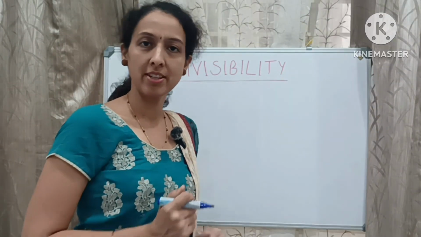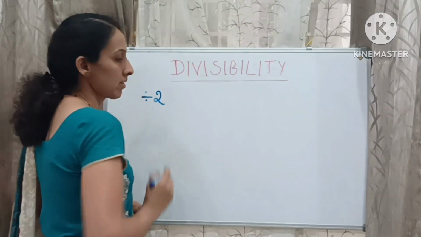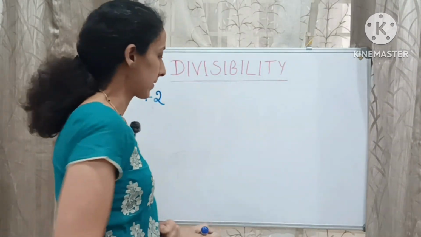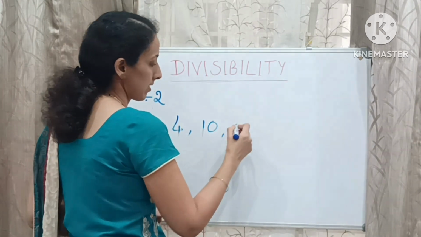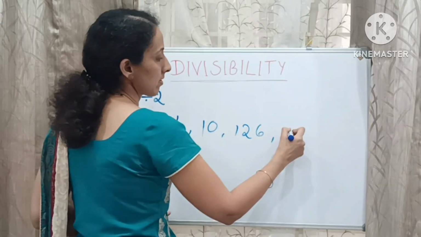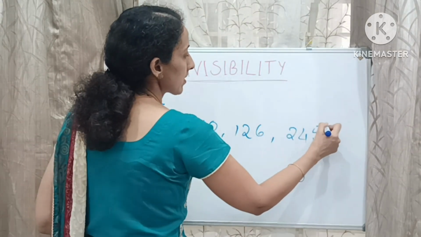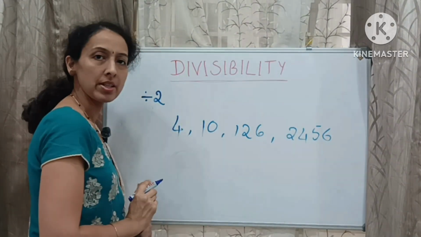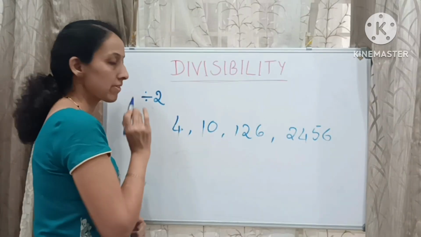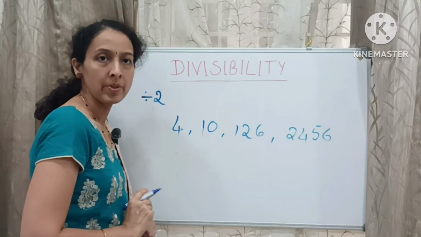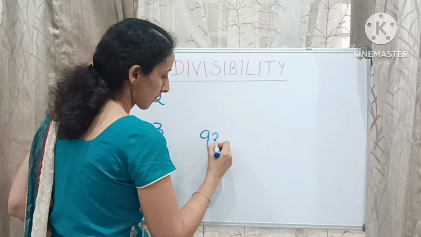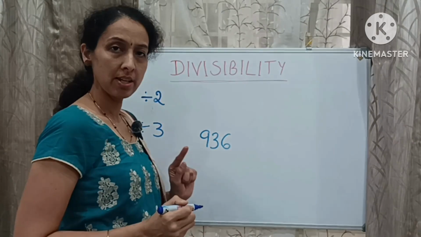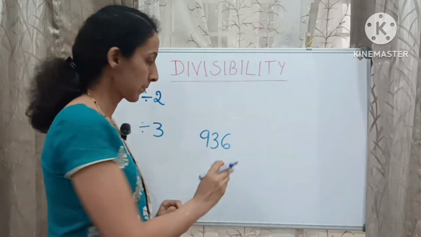First, let us see if the given number is divisible by 2. So, all the even numbers like 4, 10, 126, 2456, these are all even numbers. So, all the even numbers are divisible by 2. Now, let us take a number 936. This is an even number divisible by 2.